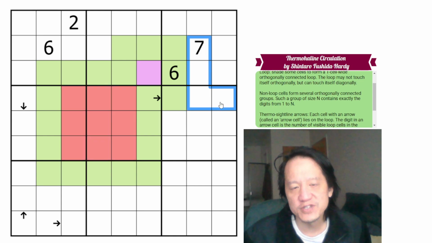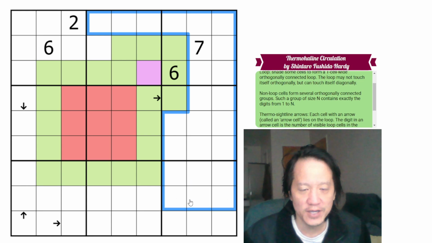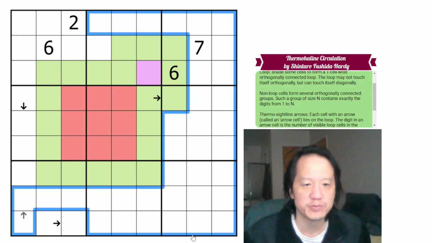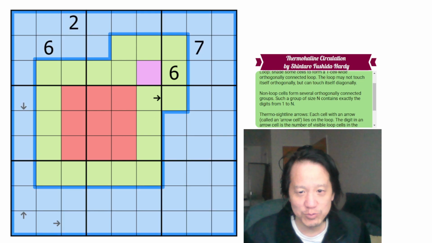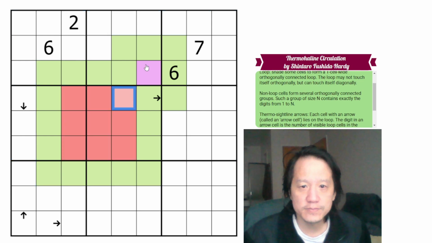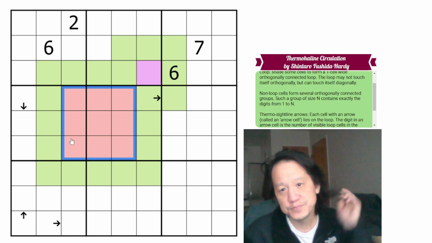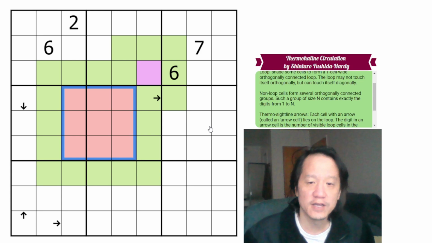But I think it's also saying that all the stuff on the outside has to basically form an orthogonally connected group. So this loop does not work because specifically this is too large, right? This would all be considered one group. And each group must contain exactly the digits 1 to n. So this is a size 1, so this would contain the digits 1 to 1. This is size 9, so therefore it would contain the digits from 1 to 9. And that's how non-loop cells form orthogonally connected groups.